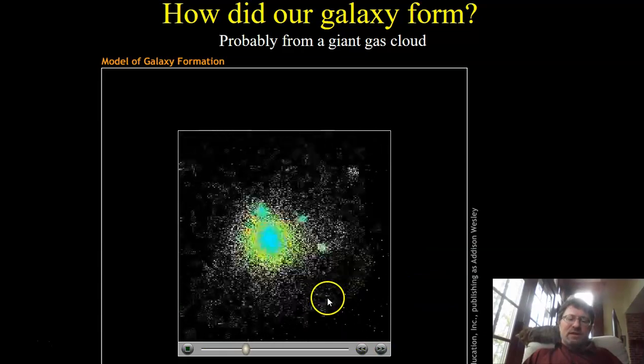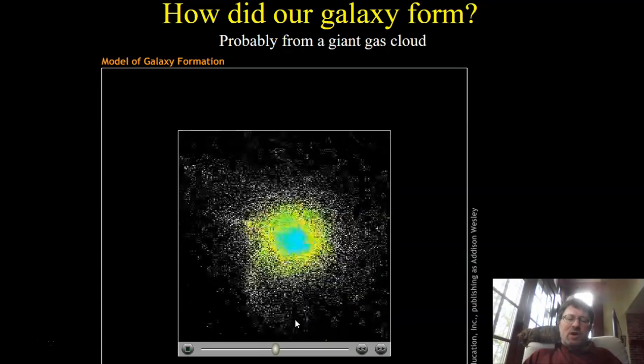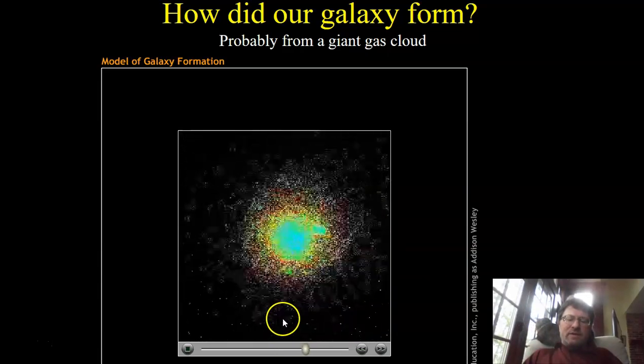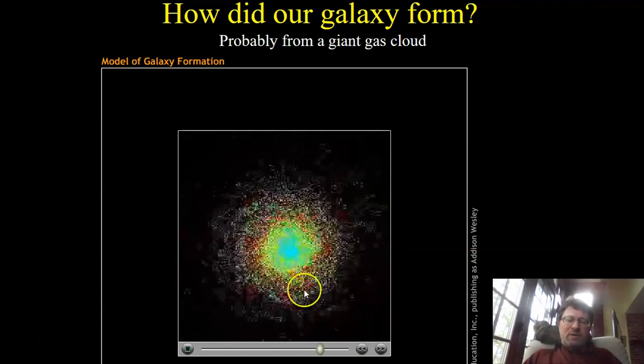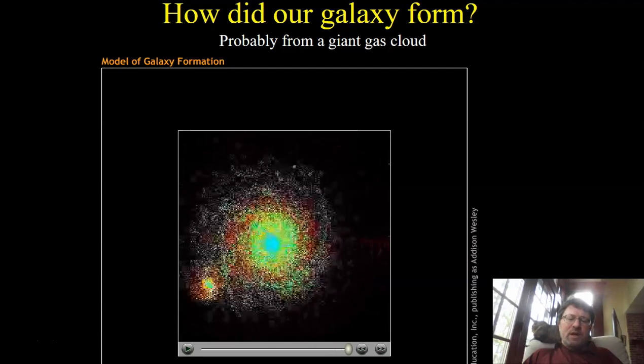So here you can see a visualization. The dots here are representing stars and star clusters. And there's a lot of dynamic motion going on here. Here we start to see those spiral arms develop. And you can appreciate that there's lots of collisions that occur in the process of these galaxies forming.